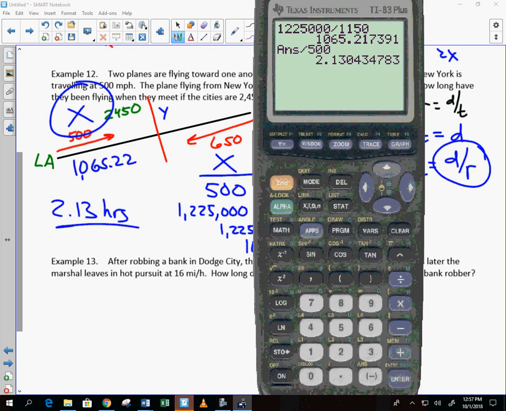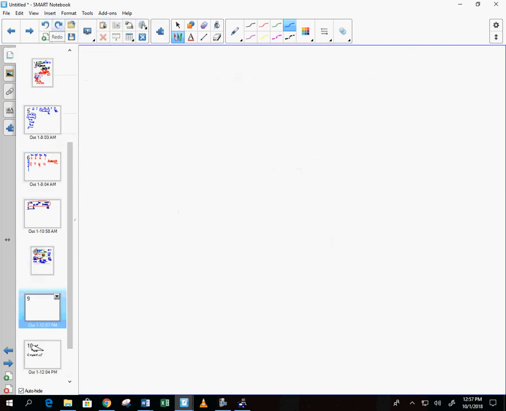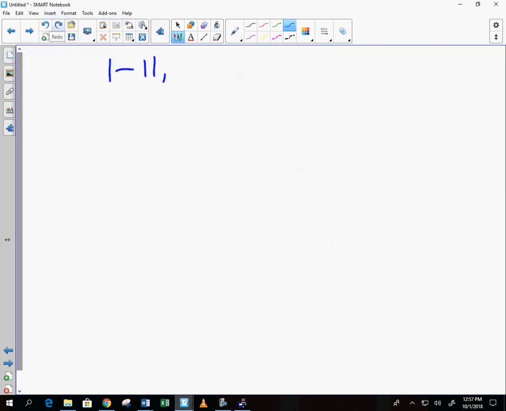You get a chance now to practice on your own. What you're going to do is this, okay? 1 through 11 on the front, you got that, right? And then 12 and 13 are totally doable. 15, 16, and 17 are totally doable. 18 and 19 are totally doable.